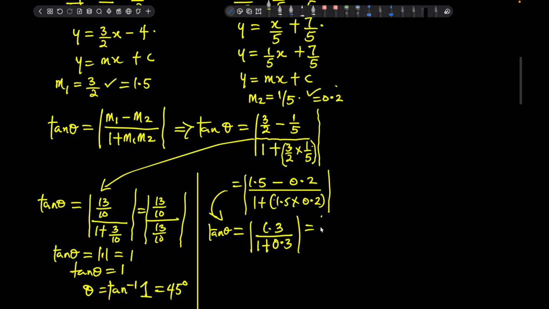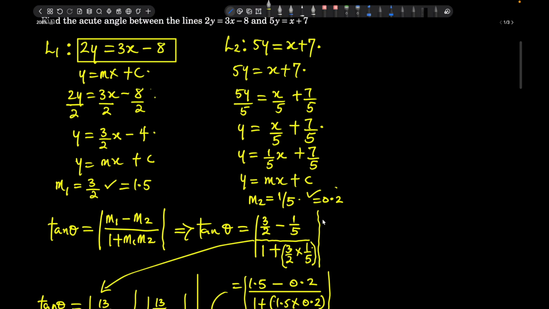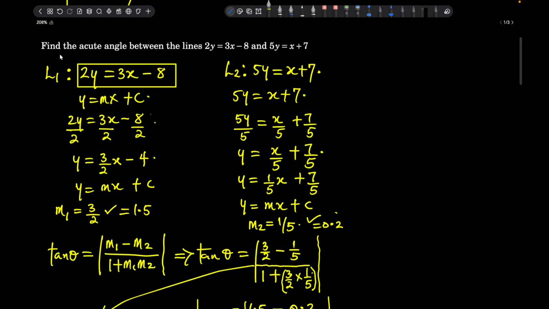Now this is equal to the absolute value of 1.3 over 1 plus 0.3 is 1.3 as well. So we have tan theta equals 1.3 over 1.3 is 1. The absolute value of 1 is 1, okay? So theta equals arctan 1, which is 45 degrees. I want to believe this is clear. Now this is the first method. Let's call this method 1.